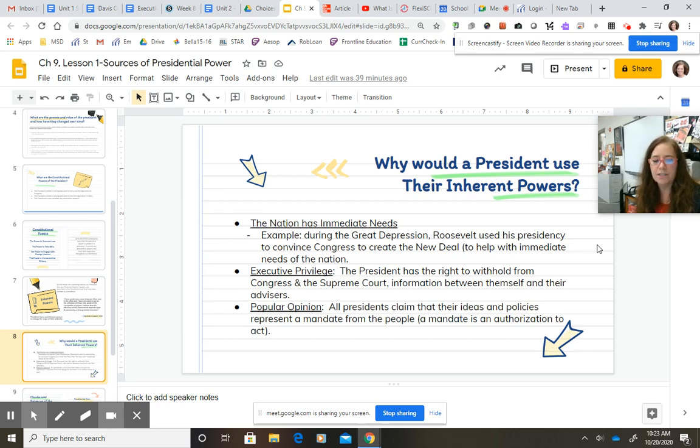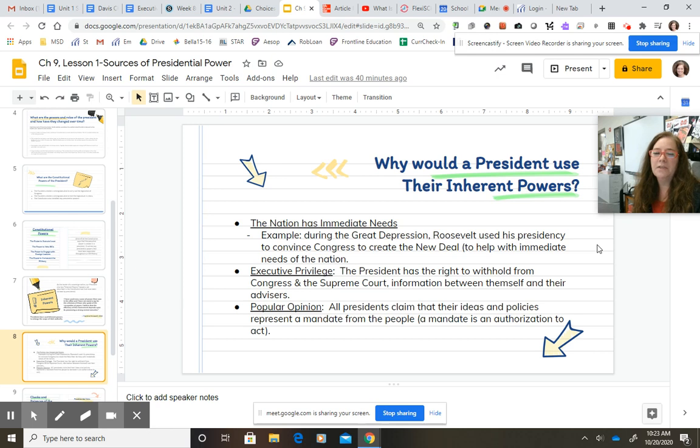So during the Great Depression, when Franklin Delano Roosevelt took over, our country was in desperate need of help. Unemployment was over 40%. There was no food. So our president created the New Deal and convinced Congress to sign it into law. And the New Deal created some things that we know about today, like Social Security and what was called welfare at the time, to help people basically survive.